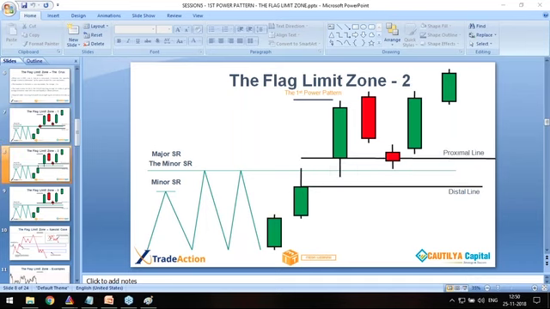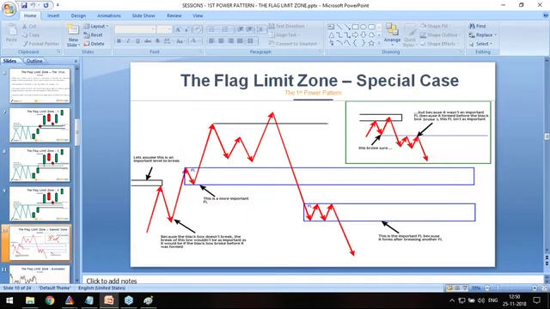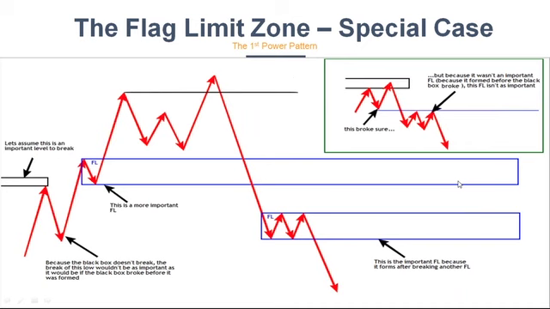Okay, so let's get into examples. Before that, there is one special case which we will discuss. This looks complex. Don't worry, I will try to simplify it. So this is the SR line. At the SR line, the base is formed. This is the base. Here it doesn't show candles and all. This is the entry line, proximal line, and this is the distal line, exit line, stop loss line.